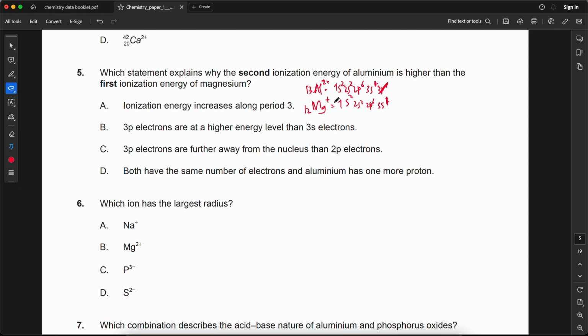But the thing is, aluminum has more protons compared to magnesium because its atomic number is 13. Therefore, both have the same number of electrons, and aluminum has 1 more proton.